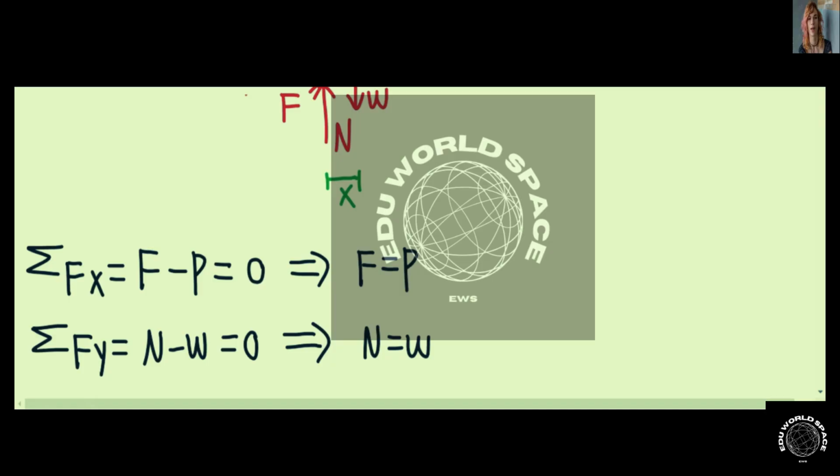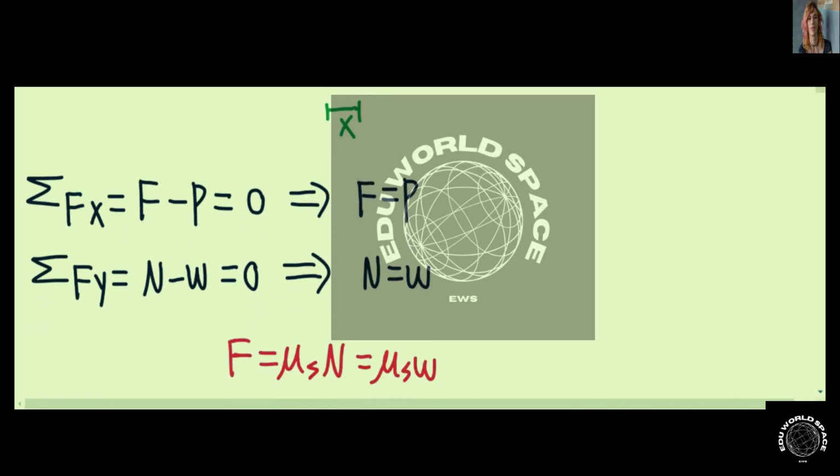And in the y direction, we have N minus W is equal to 0, which means that N is equal to W. N is the normal force on the crate, W is the gravity of the crate. And we know the friction, in this case, can be equal to mu_s N, which is equal to mu_s W. Mu_s here is the coefficient of static friction.